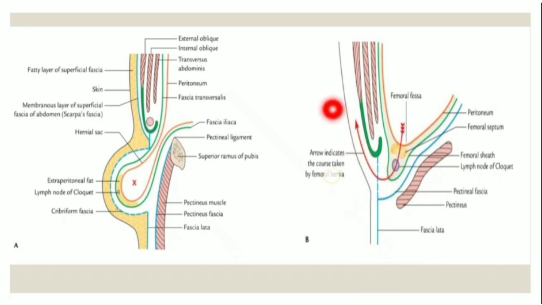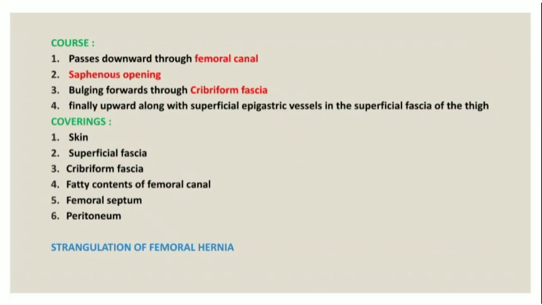Okay, and then what happens, it will go like this. Can you understand? The diagram is not correct, so I'll show this. Finally, upward along the superficial epigastric vessels, the superficial fascia, the femoral canal, then the saphenous opening, then the fascia, then in the superficial fascia you will have the superficial epigastric vessels. Along that it will come.